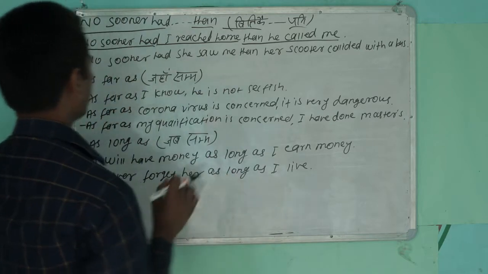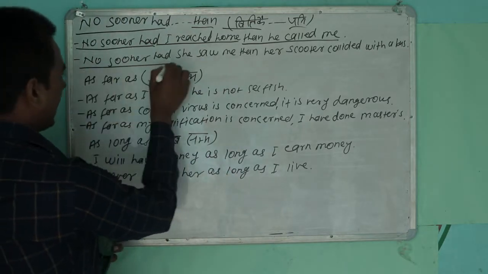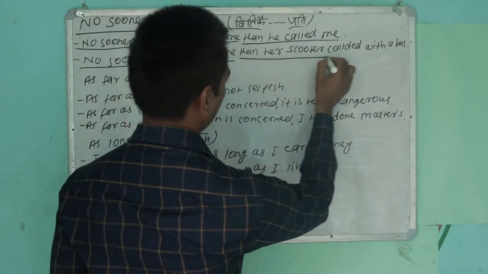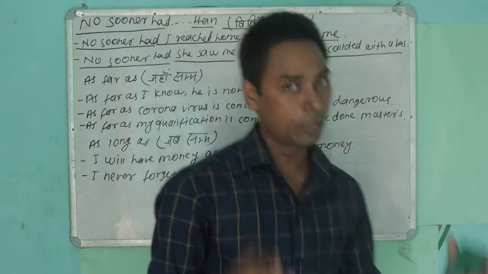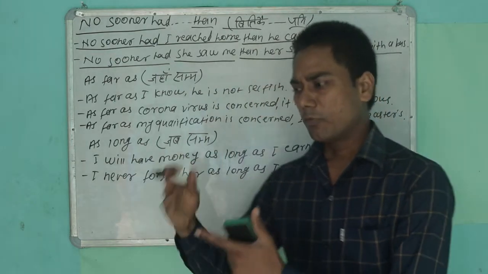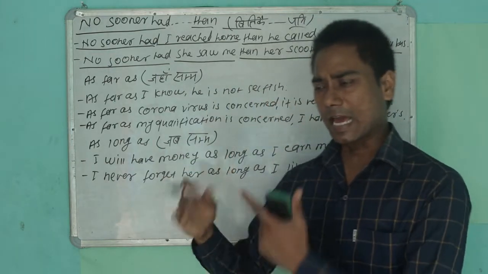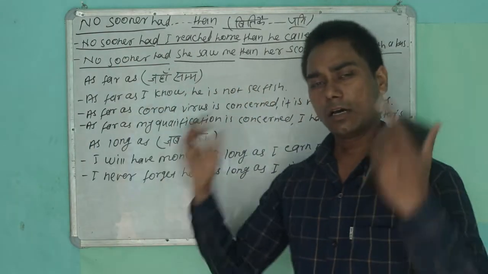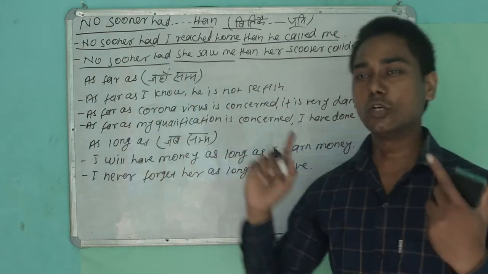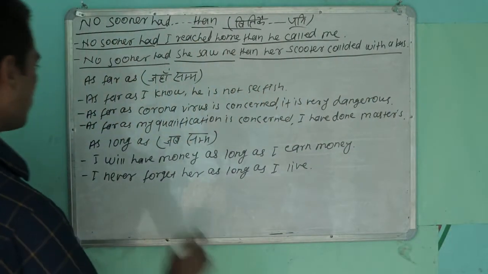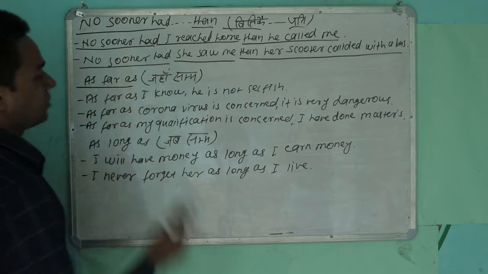Okay, no sooner had she saw me than her scooter collided with her bus. So there are two actions, and one action finished and as soon as that, another action starts. In this situation we use no sooner had than. Okay, next we have as far as.